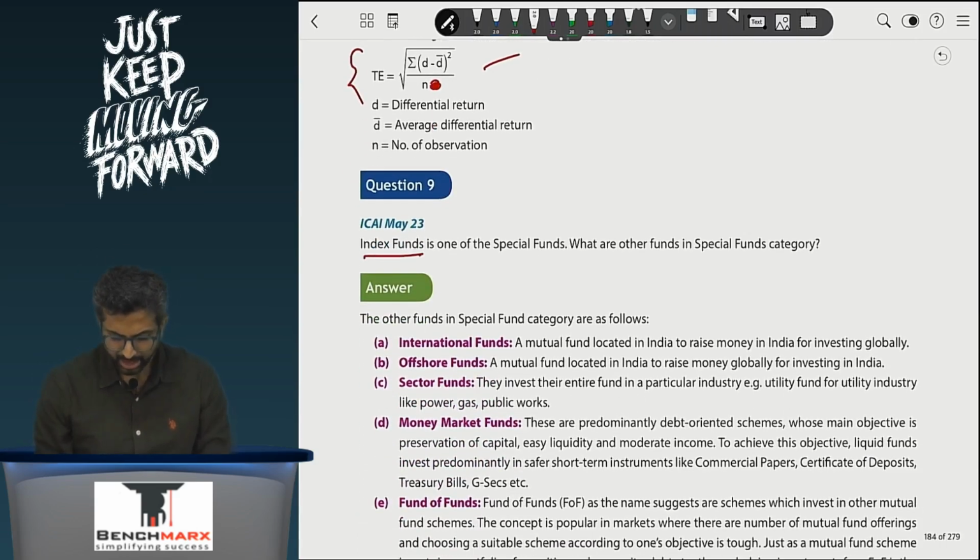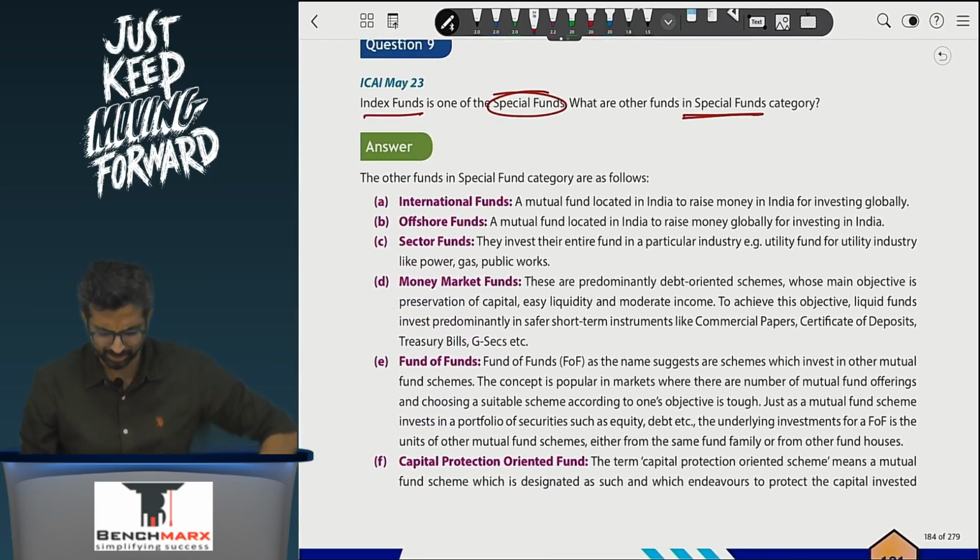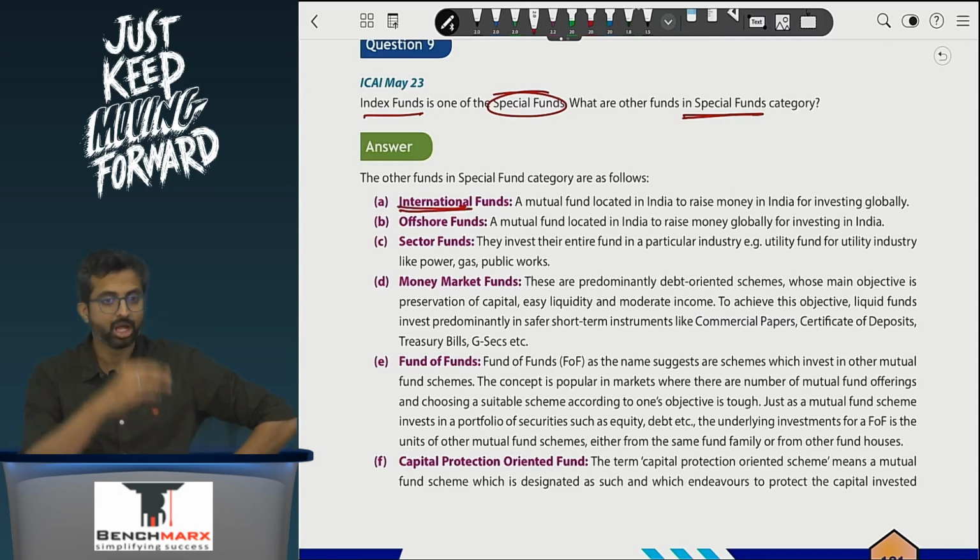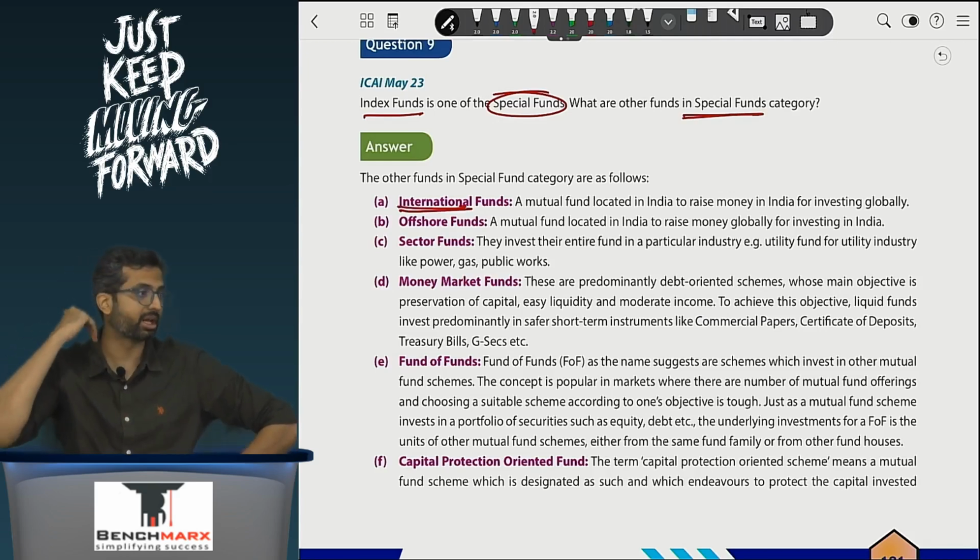Index funds is one of the special funds. What are other special funds? Index fund is one of the types of funds. Other funds are international funds. Now Indian people want to invest in international markets.